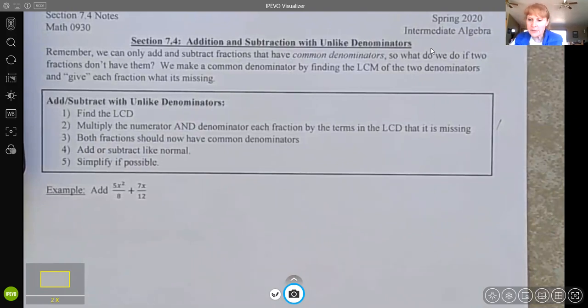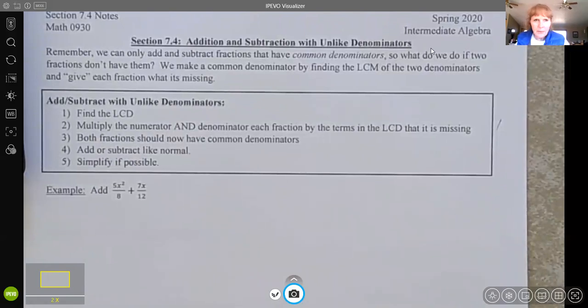There were a couple of problems in 7.3 where you're going to need some of this information. Sorry about that. But you can just kind of go back. It was towards the end of the assignment where you needed to get equivalent fractions. But we're going to go ahead and go through that now.